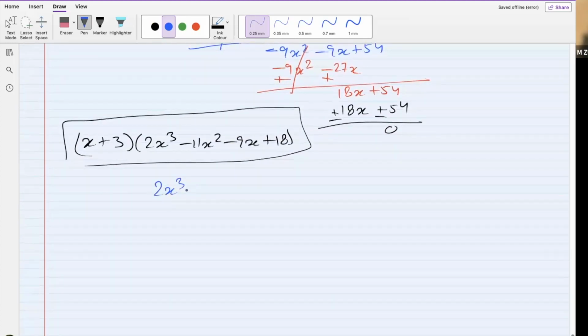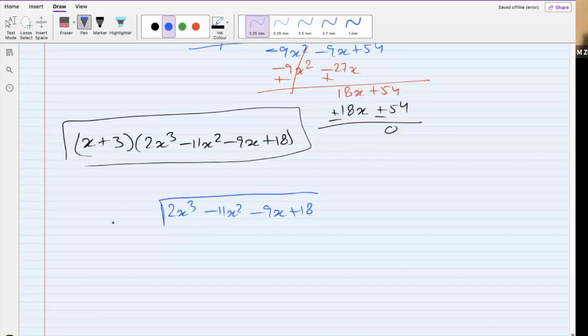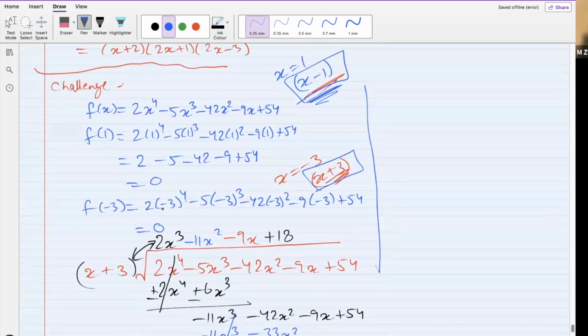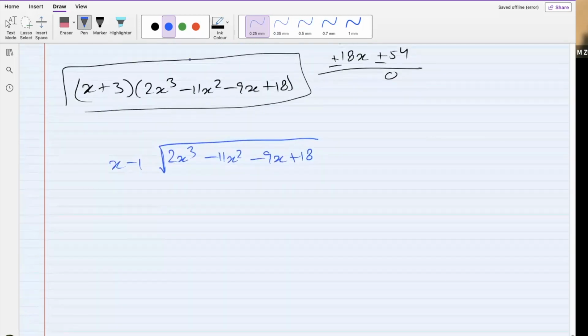So 2x cube minus, let me create space. 2x cube minus 11x square minus 9x plus 18. Because we've already shown that these two are the factors, it will be divided with x minus 1. So 2x square is 2x cube minus 2x square. Change the signs and you add them.